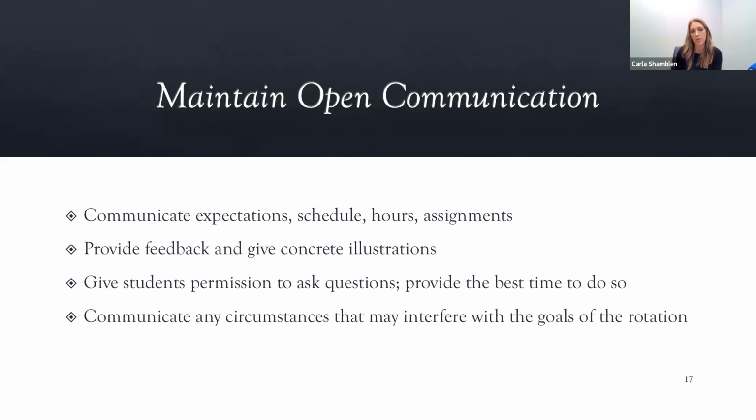And then communicating any circumstances that could interfere with the goals of the rotation. So maybe that looks like you have a planned vacation during the rotation and you need them to work with another provider, or maybe the patient census is different because of the time of year, and you're concerned they're not going to see all the things they need to for this particular rotation to meet the objectives of the learning outcomes. Then I think communicating that with the student, providing maybe some case studies or additional assignments, or communicating with the program so that we can then try to make sure that the student's able to achieve what they need to for the rotation to be successful.